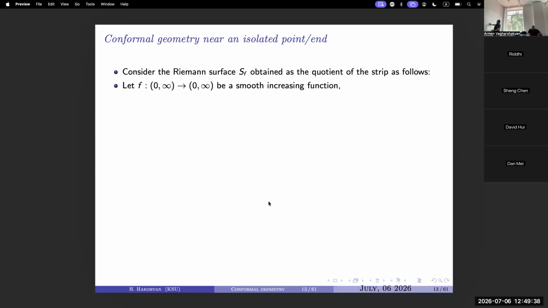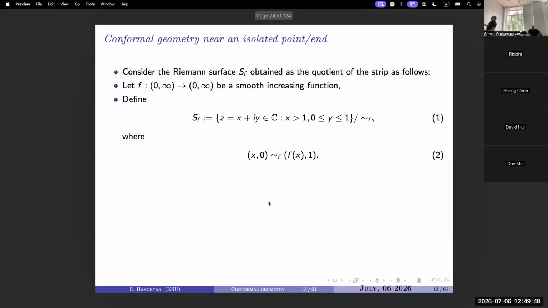Think of the strip. So I'm looking at the strip like this, right? And I'm doing an identification. A point here, x, is identified with a point f(x) plus i, right? This is my 0, this is the i, and this is my domain, okay? It's an infinite strip. Now I'm identifying like that.